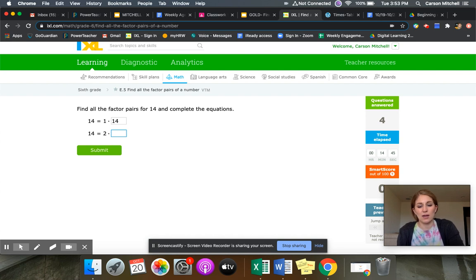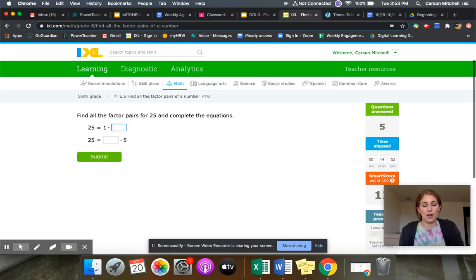And then I know 2 times 7 is 14. So then I can submit. Woohoo, I was right. Okay. So the next one, 25. 1 times something equals 25, and something times 5 equals 25. I know that 1 times 25 equals 25.